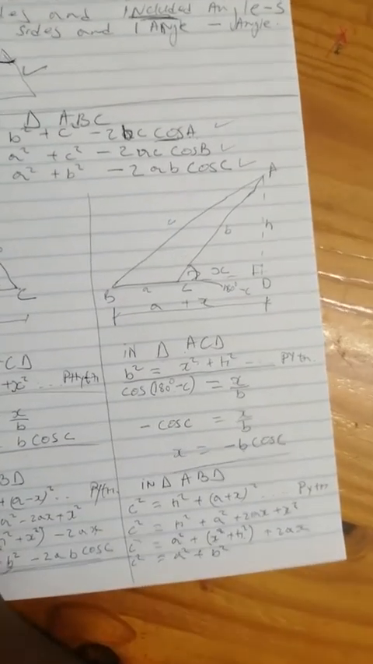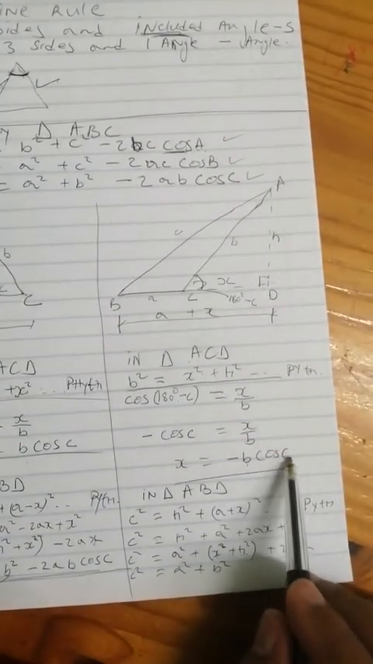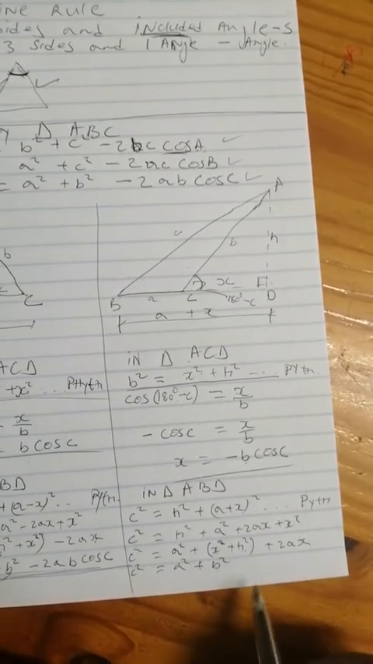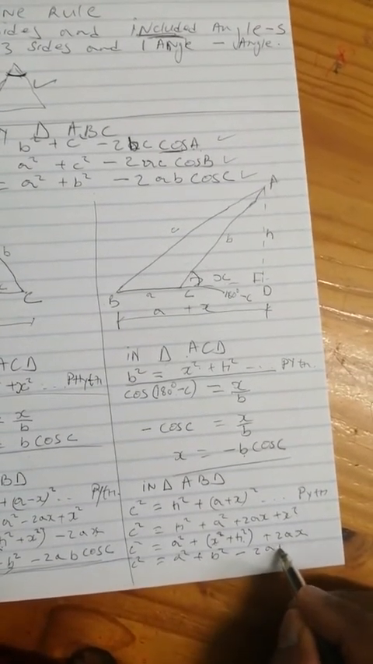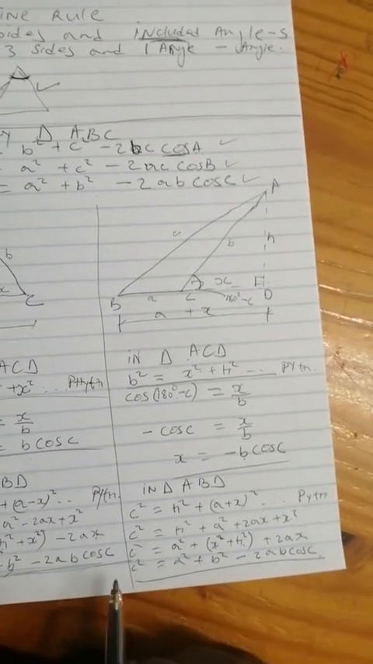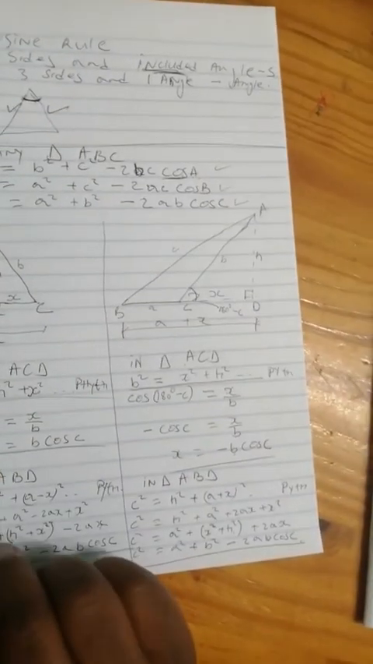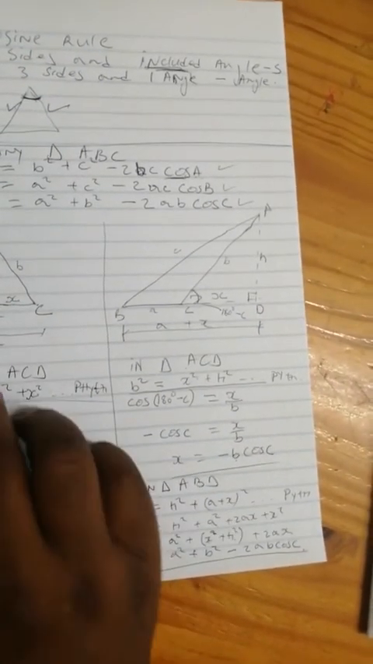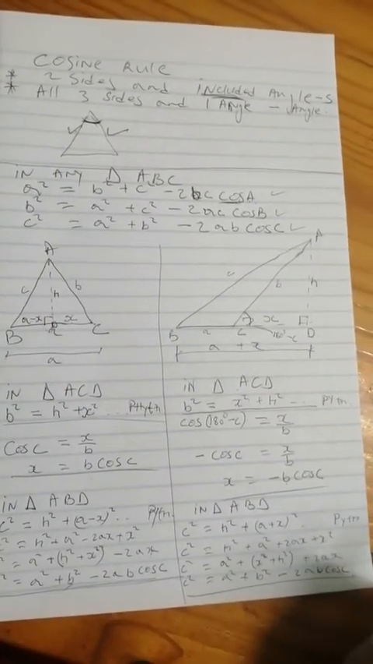Now let us do some substitution there. X, look at X there, it is minus B cos C. We've got a plus here, so the sign will end up being a minus there. 2AB cos C. And that's how it is proved using the obtuse angle triangle. Here we're using the acute angled triangle.